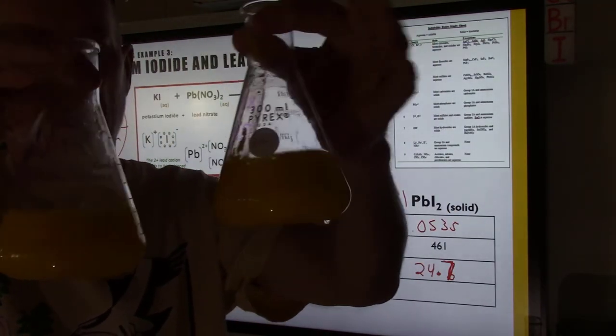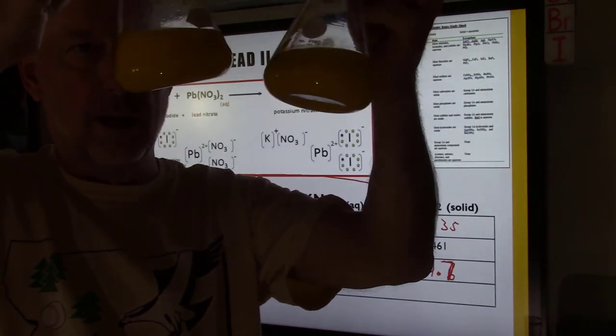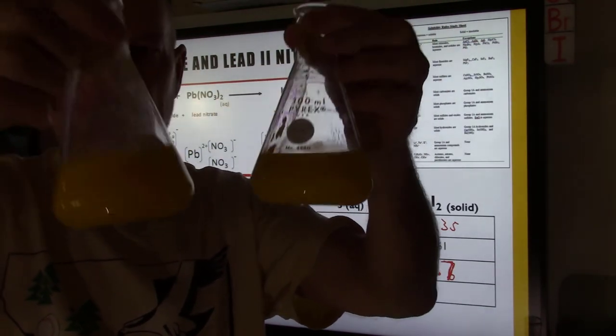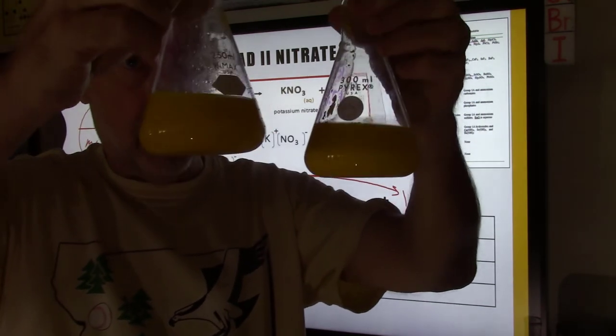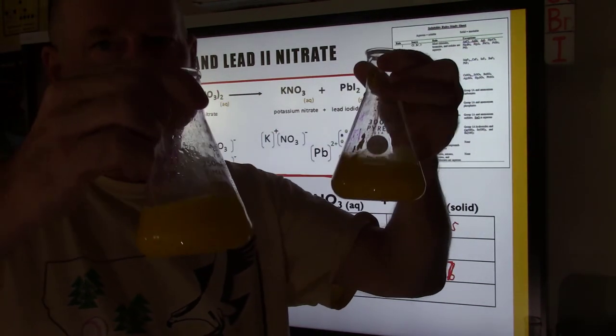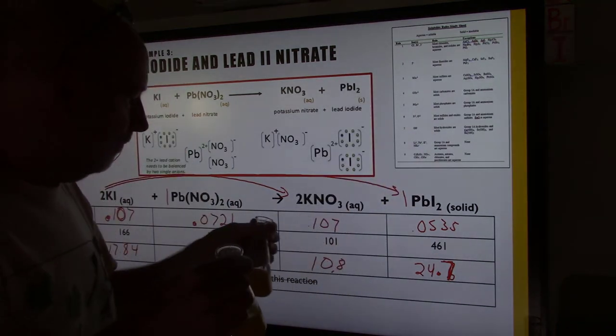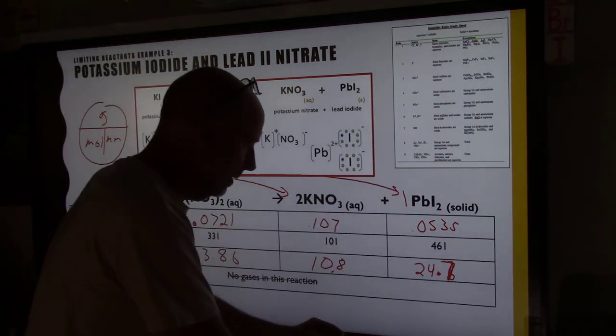And so, yeah. So the yellow stuff, you can't see through it. It's a solid. It doesn't look like a solid right now, but if I set it down and come back tomorrow, it'll probably settle to the bottom, and then I can filter it out. I can filter it out right now even. Yeah, and so that's how you do limiting reagents.